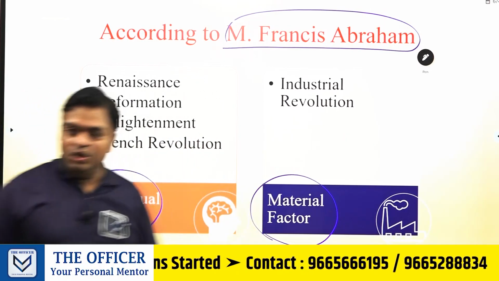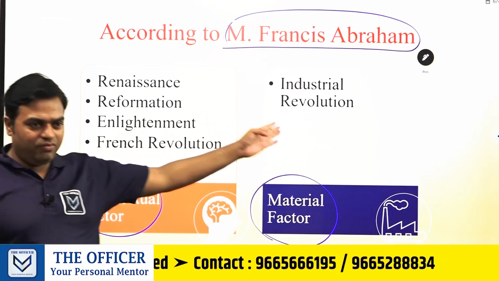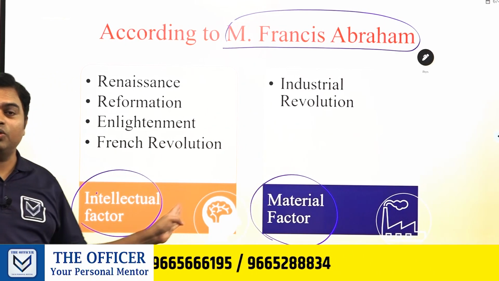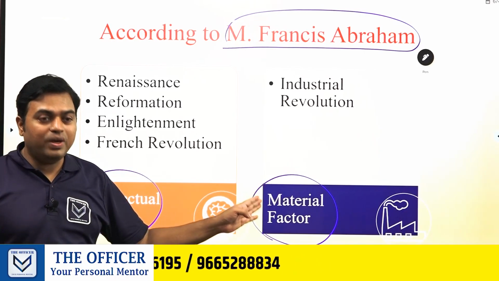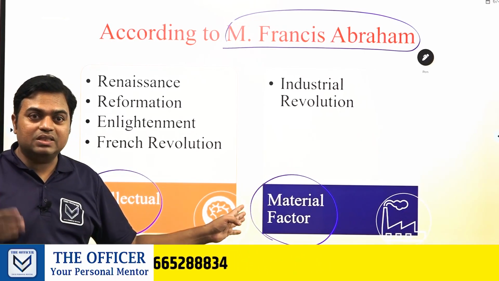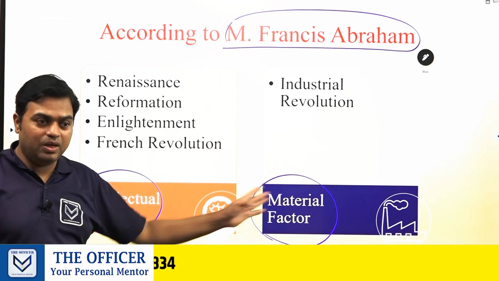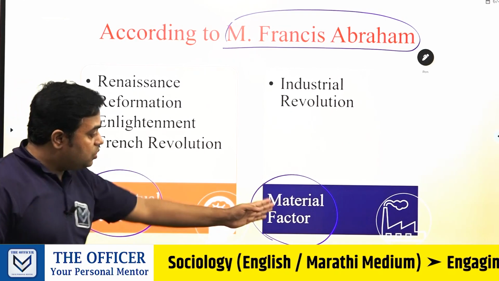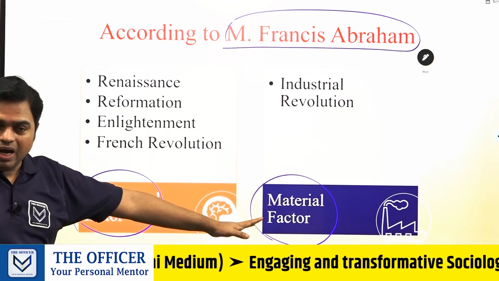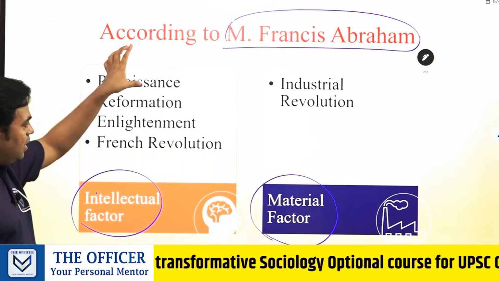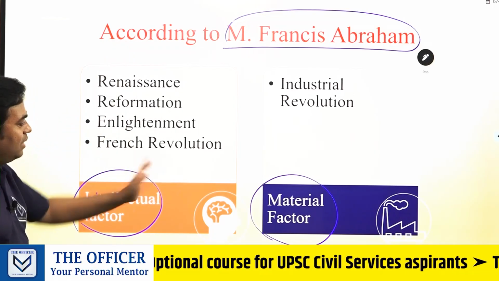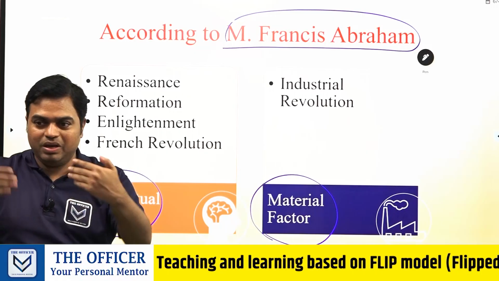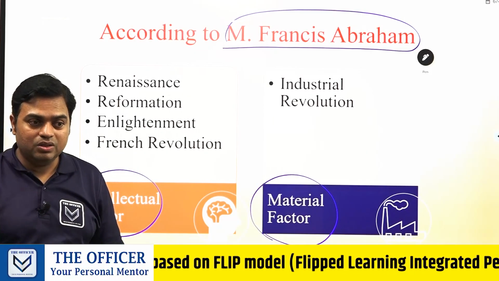First, second: you are not just listing the factors, you have divided them into two categories. That means you are analyzing, you are providing analysis, so your answer becomes analytical. Are you getting my point? Yes, Aditi, Kishore. So don't just list the factors. Write that intellectual factors and material factors became the cause for the emergence of sociology.